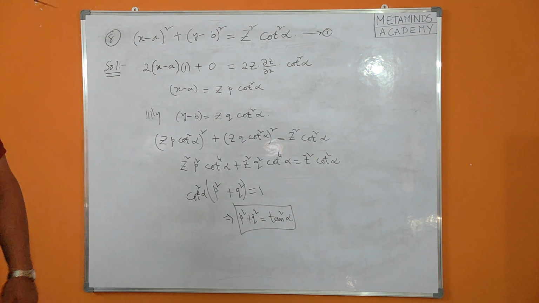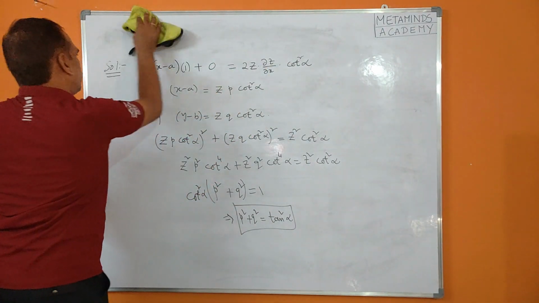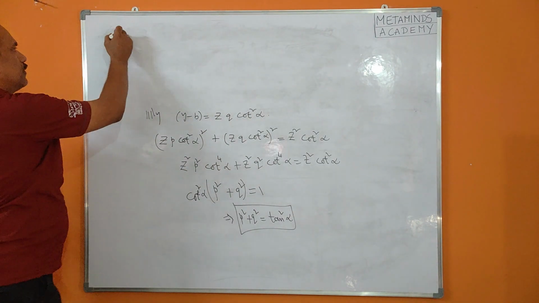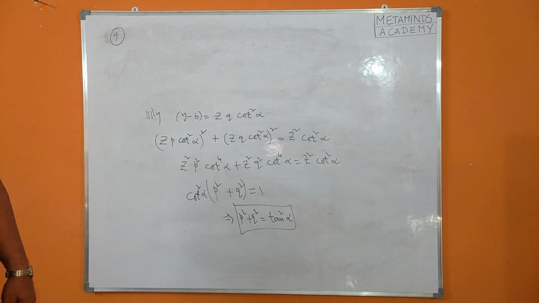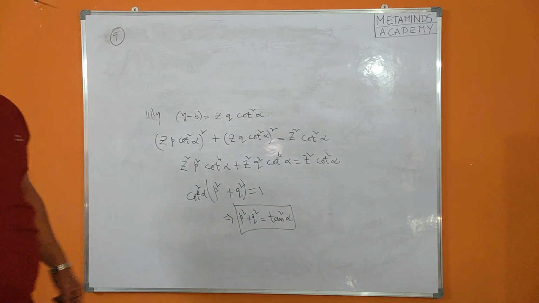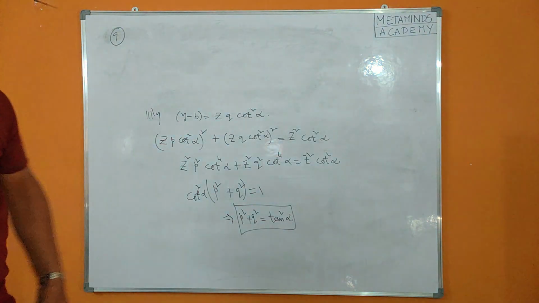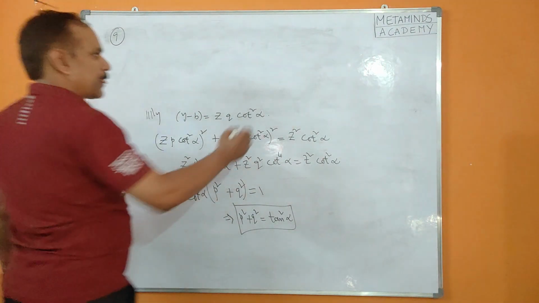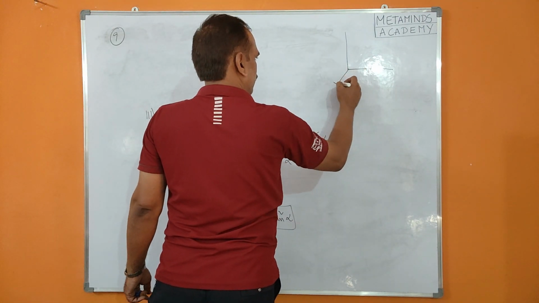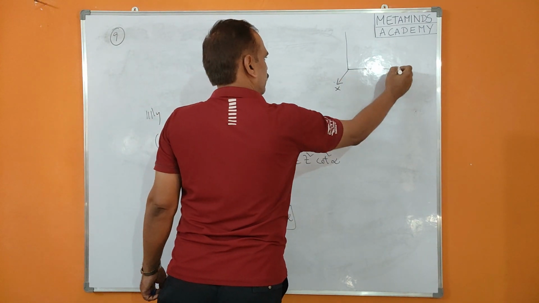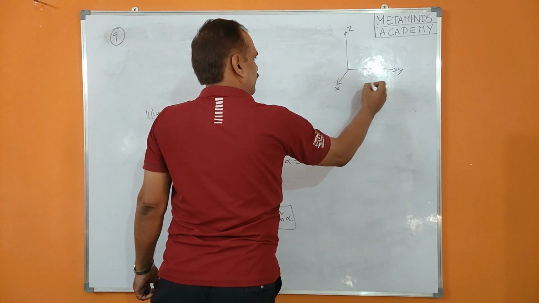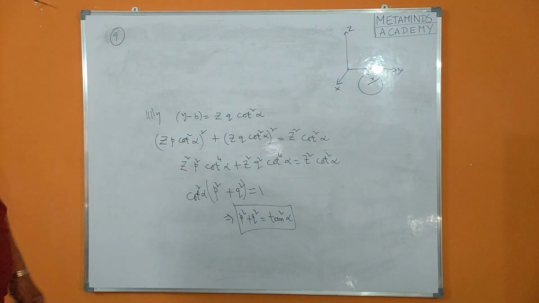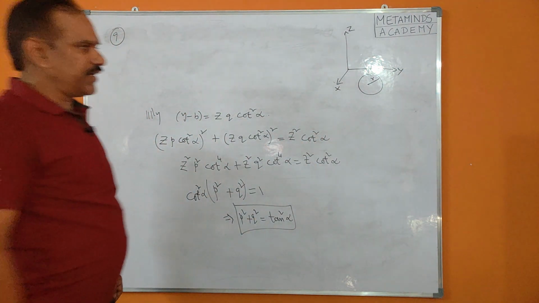So one more problem, which is the last problem of this topic, elimination of arbitrary constants. Cover this, everything will be done. The equation is not directly given. The equation is: all spheres of given radius are having their centers in the xy plane. Center is here, you have a sphere of radius r. All spheres are having the same radius, given radius.